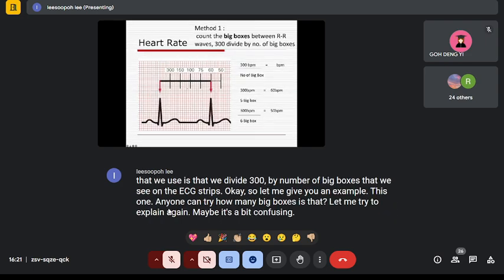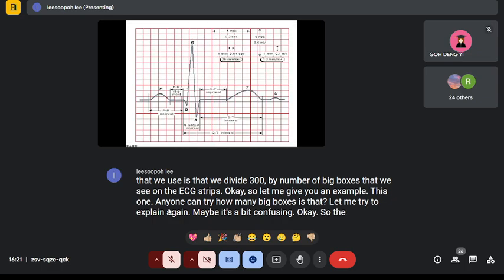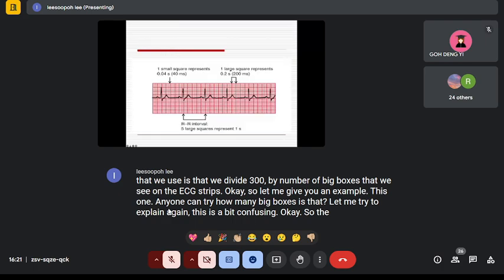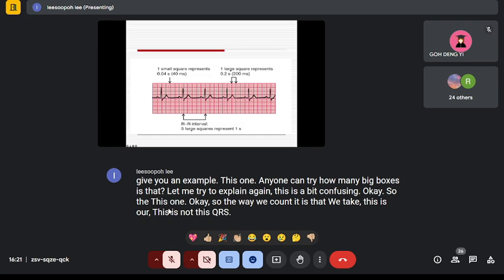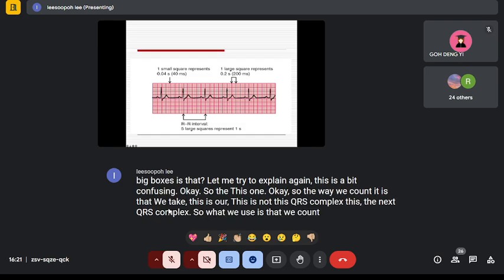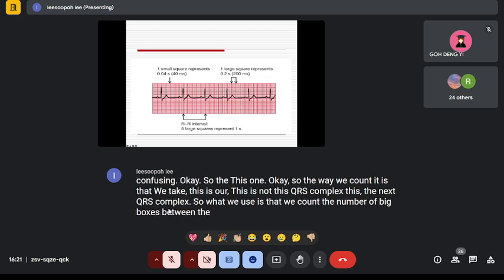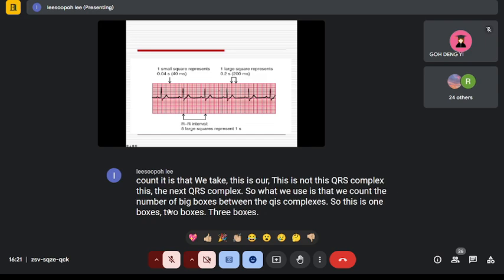Explain again. Maybe it's a bit confusing. Okay, so this one. The way we count it is that this is R, this is another R, this QRS complex, this is the next QRS complex. So what we use is that we count the number of big boxes between the QRS complexes. So this is 1 box, 2 boxes, 3 boxes, 5 boxes, and 6 boxes.